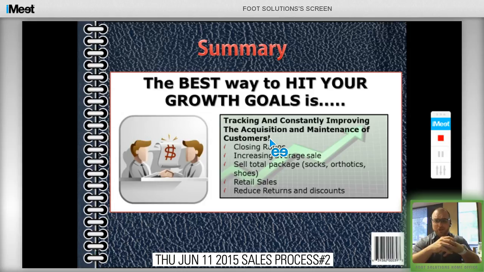These really are the best ways to hit your growth goals. Yes, we have to have the acquisition of customers, so we need to have customers walking through the door. But despite the common myth that people think I just need more and more customers walking through the door, you've got to make sure that we're doing the best we possibly can when they come in.